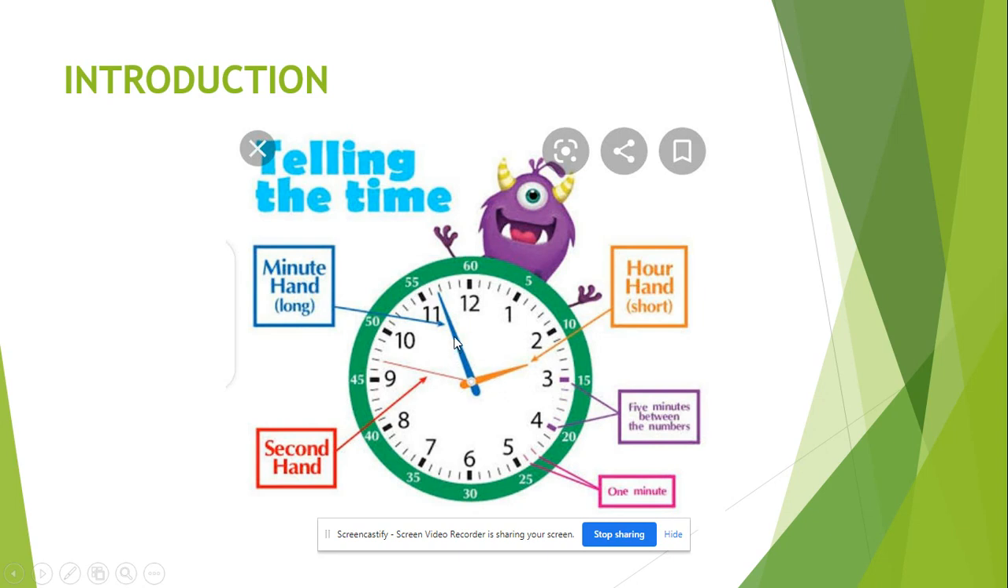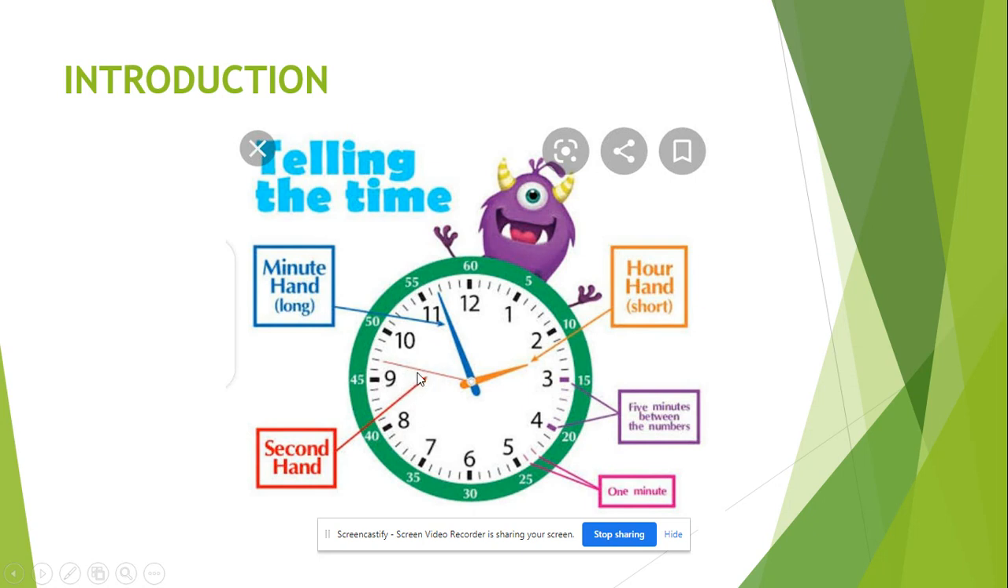The long hand here, which is the blue, is the minute hand. While the short hand is referred to as the hour hand, which is the short. Do you get me now? The hour hand or short hand. You can see that it's short as well. And this is the second hand. This one is the second hand.